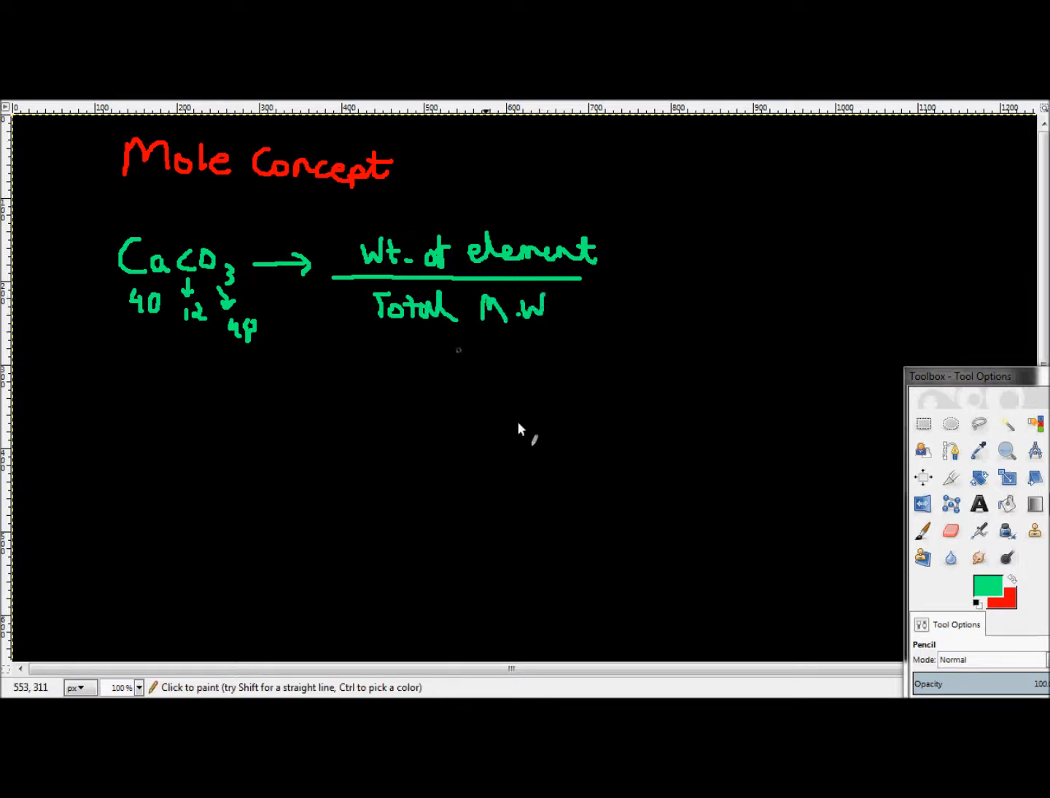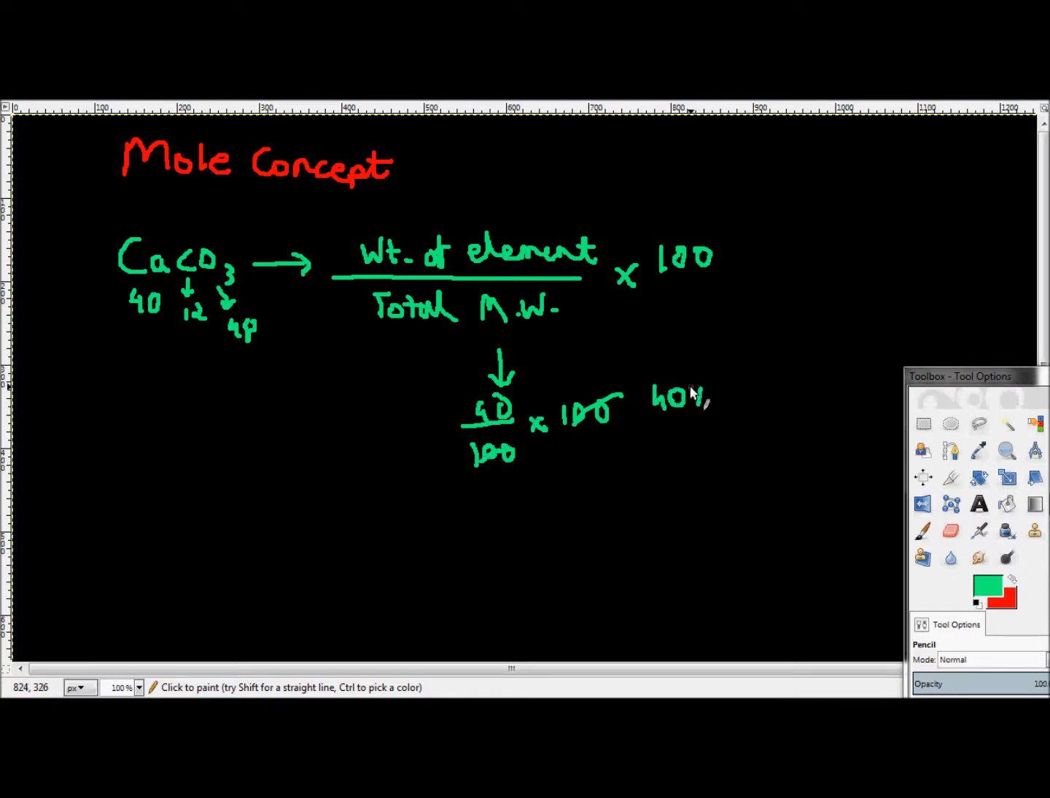And since it's percentage composition, we're going to multiply it by 100, so we get a percent. Now let's just do it for Ca first. The weight of the element we found out is 40, the total molecular weight is 100, and into 100. So this is the reason why I took CaCO3. It's because these 100s here will cancel out and you're left with 40%.